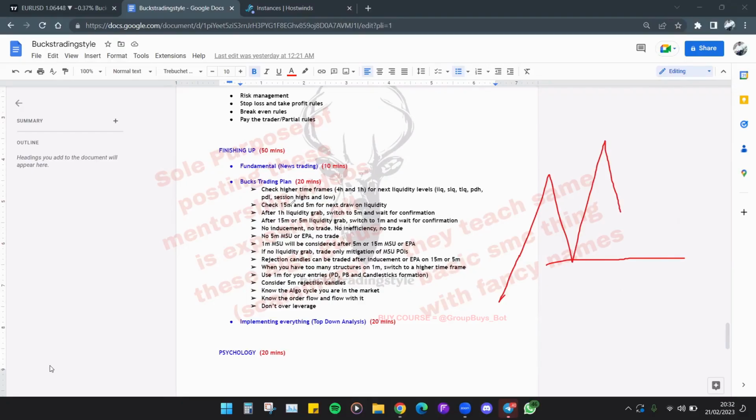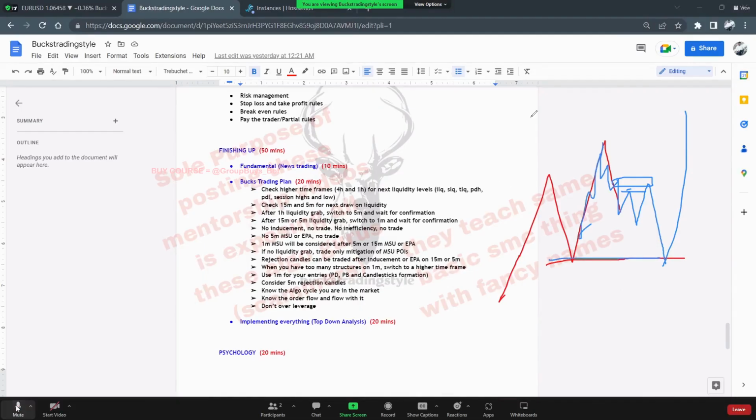Okay. So the next thing on the plan, check 15 minutes and 5 minutes for the next draw on liquidity. So now, with this 4 hour time frame, on the lower time frame, like 15 minutes or 5 minutes, we could be seeing this structure point, external structure right here. Then we have this inducement. If this is our next draw on liquidity on the 15-minute time frame, this is where we could be selling from to target this higher time frame inducement before we look for a buy to this high. Do you understand this? Yes.